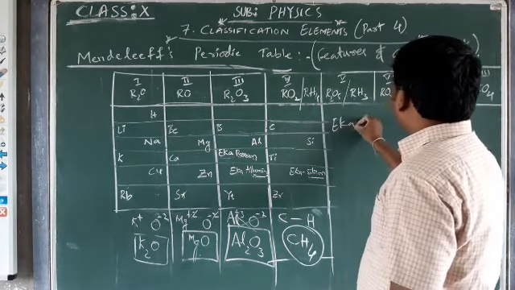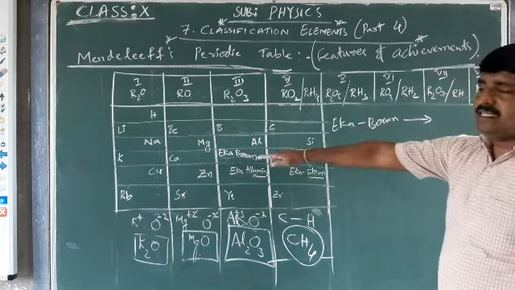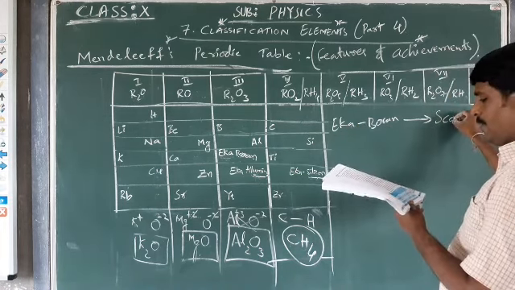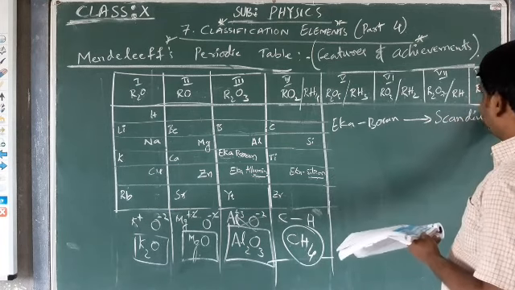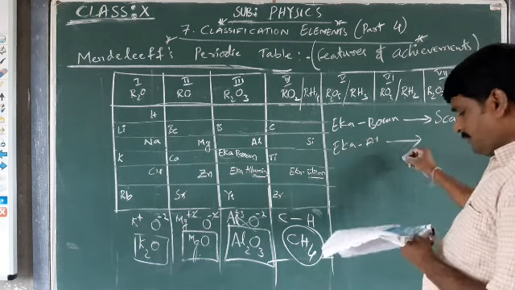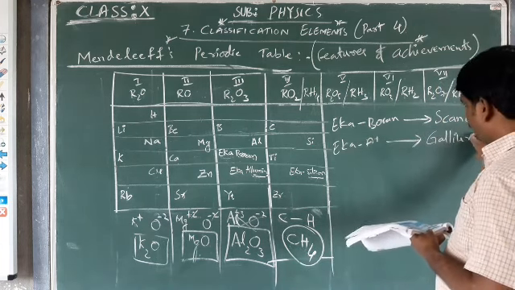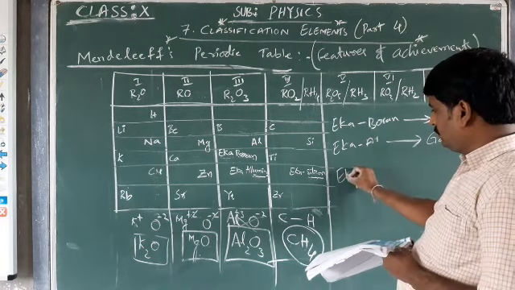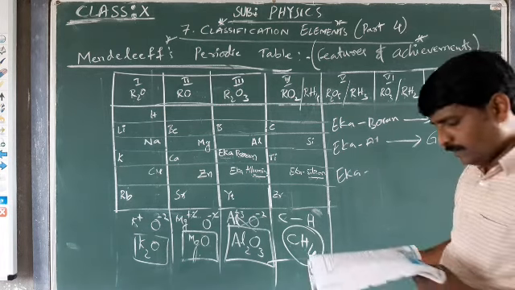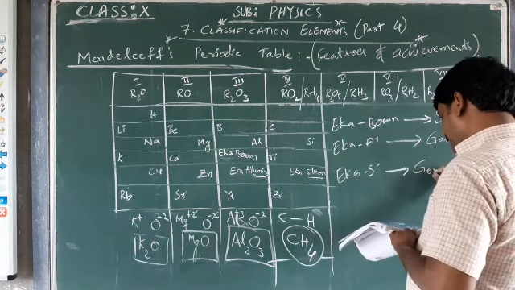Eka boron is a reference name, giving the same properties as scandium. Eka aluminium is giving the properties of gallium. Eka silicon is giving the reference of germanium.